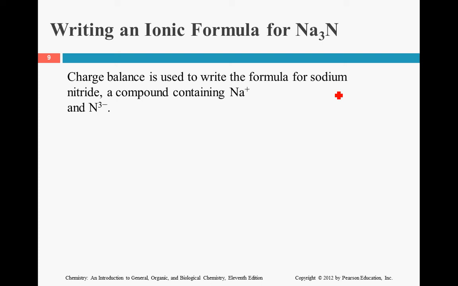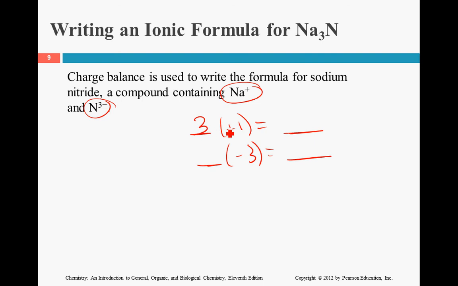If we're going to write the formula of something, for instance, Na+ and N3-, we need those charges to balance. So we have something times a +1 is equal to whatever, and something times a -3 is equal to whatever. If we have 3 +1s, that comes out to be a +3. If we have 1 -3, that equals a -3. So that means we need 3 Na and 1 N3-.